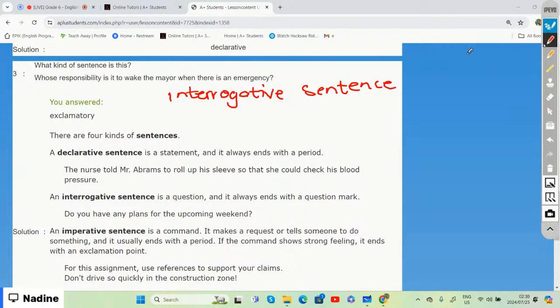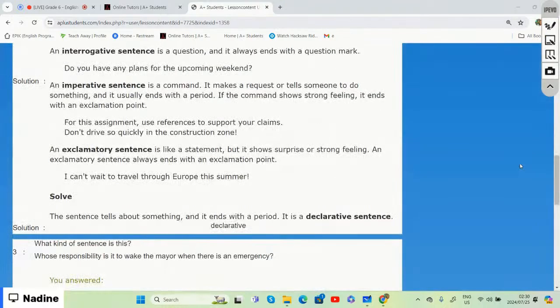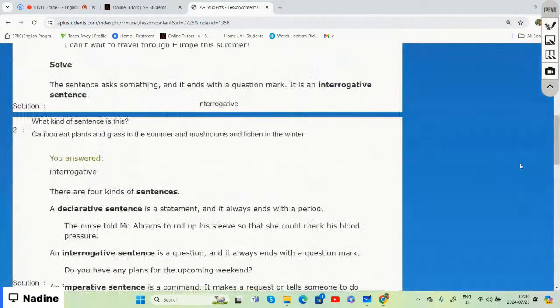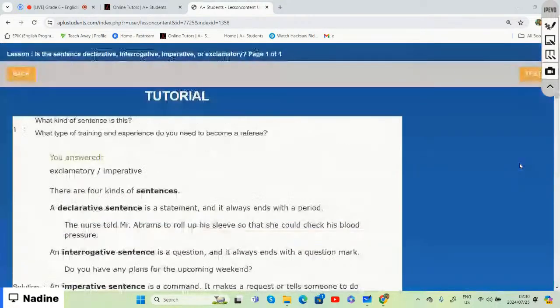All right. So now we're going on to our test, because we went over all four of our types of sentences. We went over the declarative sentence, which is a statement and ends with a period, and the interrogative sentence, which is a question being asked and ends with a question mark.